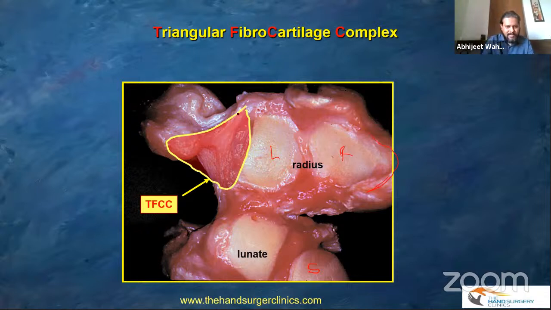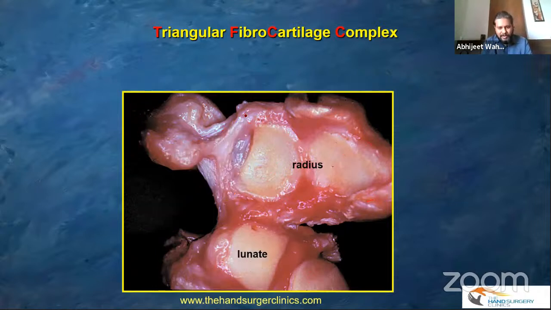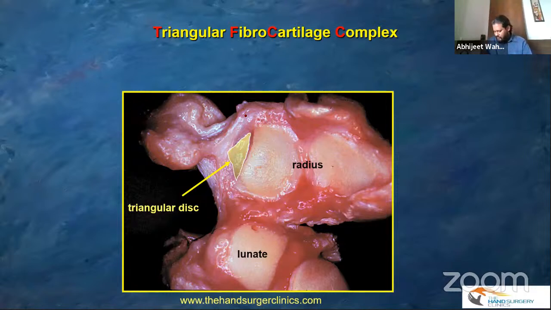And then we will be able to appreciate the triangular fibrocartilage in a cadaver section, which inserts on to the fovea, the base of the styloid process on the ulna, and the sigmoid notch on the radius. We will understand a little bit more about this in the subsequent slides. So this particular structure is one of the primary or the key stabilizers of the distal radioulnar joint.